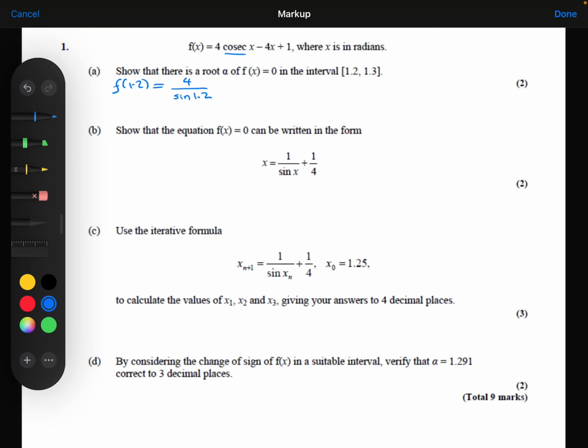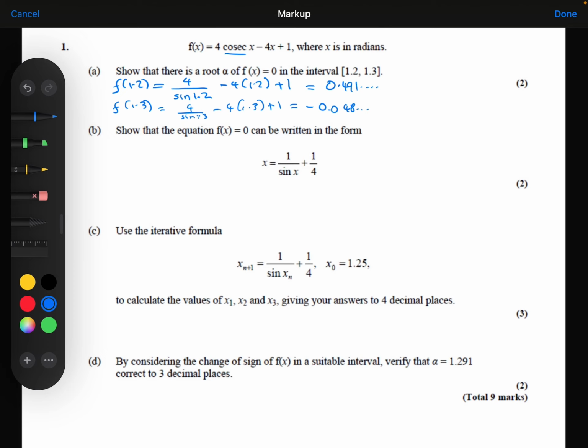So this is the same as me doing 4 cosec 1.2 minus 4 lots of the 1.2 plus 1, which gives 0.491, so positive. If I do the same thing with 1.3, so 4 over sine 1.3 minus 4 lots of 1.3 plus 1, and that gives minus 0.048, and so on. So negative.